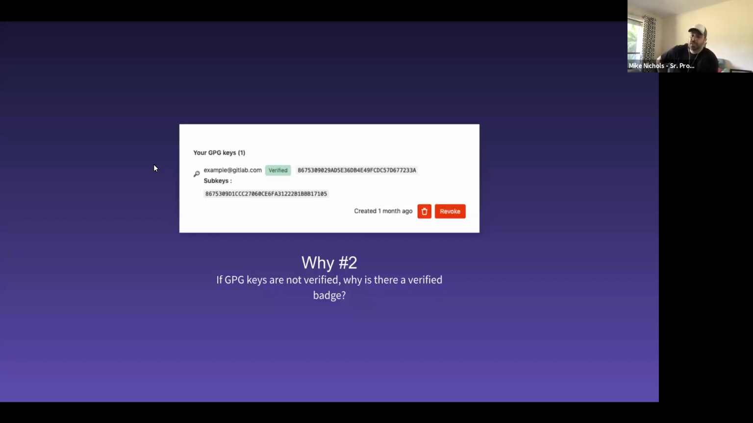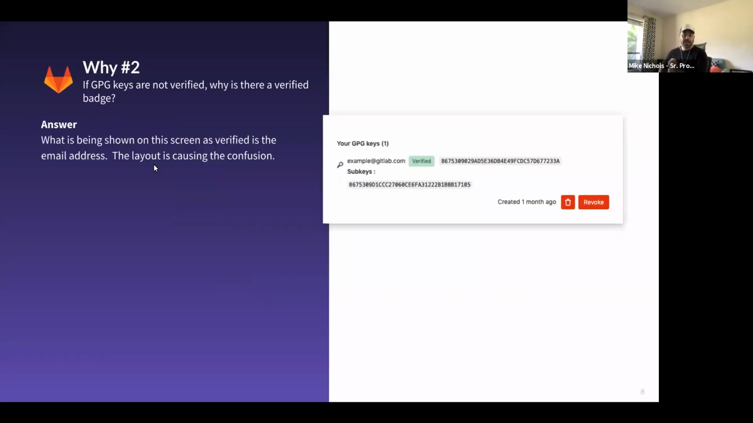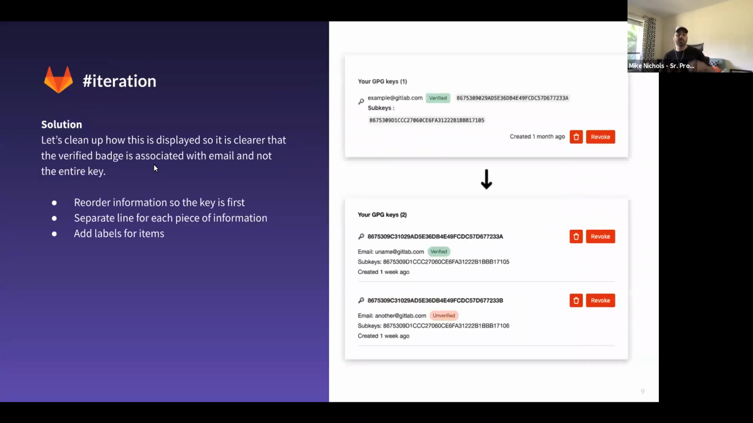So if a GPG key is not verified, why are we displaying that it is? And the answer to that is, it turns out the verification badge is just associated with the email here. And what we really have is a layout problem. Since the verified badge is kind of tucked in between the two there, it's really causing the confusion that GPG keys are verified. Really what we're showing here is the email that's verified. So that brings us to our first solution.